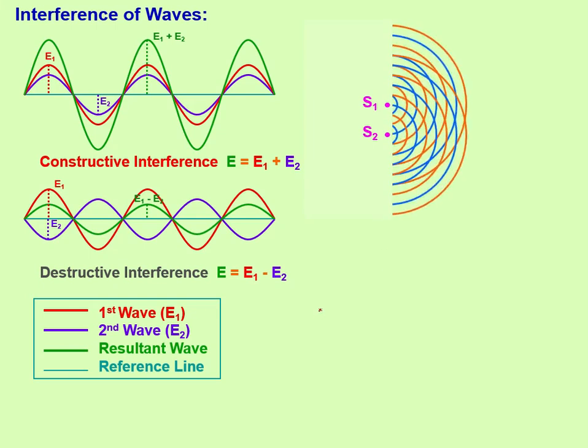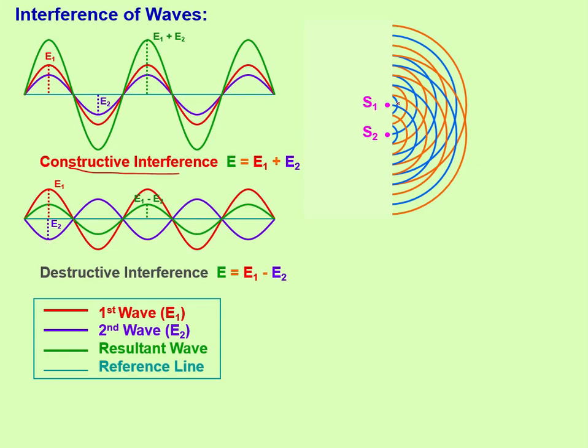Correct? This is a redistribution. Now what we see: blues are crest, yellows are trough. And what we know from this introduction is that when their crests coincide, it is constructive. When one crest and one trough coincide, it is destructive.